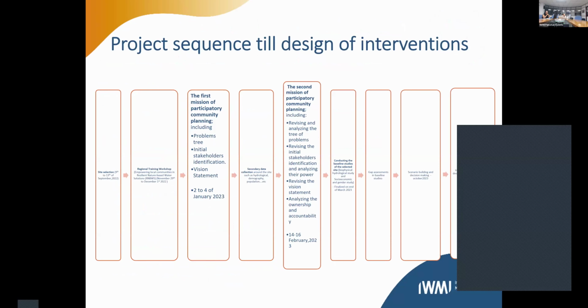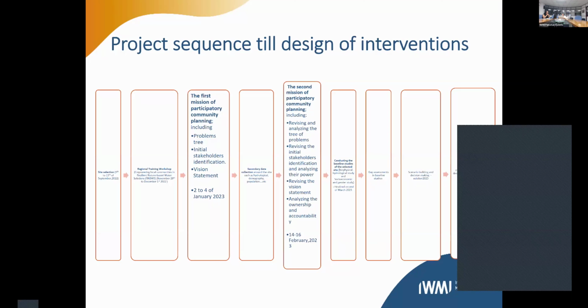Here we can go through all the project steps, starting from the site selection in September 2022 to the regional training workshop empowering local communities in resilient nature-based water solutions in November to December 2022, and then the first mission of participatory community planning, including the problem tree and initial stakeholder identification and vision statement, held in January 2023.